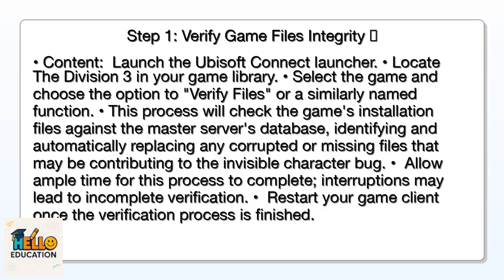Content: Launch the Ubisoft Connect Launcher. Look at The Division in your game library, select the game and choose the option to verify files or a similarly named function. This process will check the game's installation files against the master server's database, identifying and automatically replacing any corrupted or missing files that may be contributing to the invisible chair actor bug. Allow ample time for this process to complete. Interruptions may lead to incomplete verification. Restart your game client once the verification process is finished.